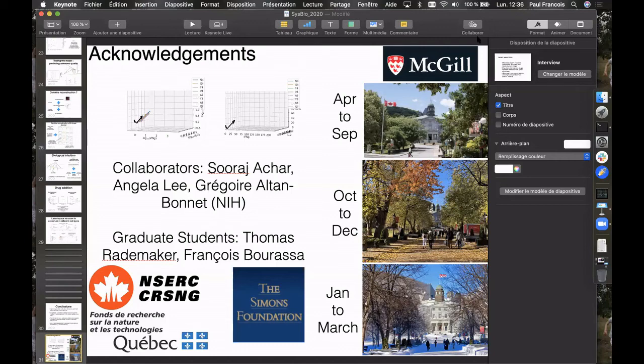The first question is: what are the original measurements? Are they protein concentration or gene expression? For what I showed you, these are protein concentrations. We have a way to monitor protein concentration as a function of time in a very precise way. That's also one of the advantages of the framework and the robot developed by our collaborator.